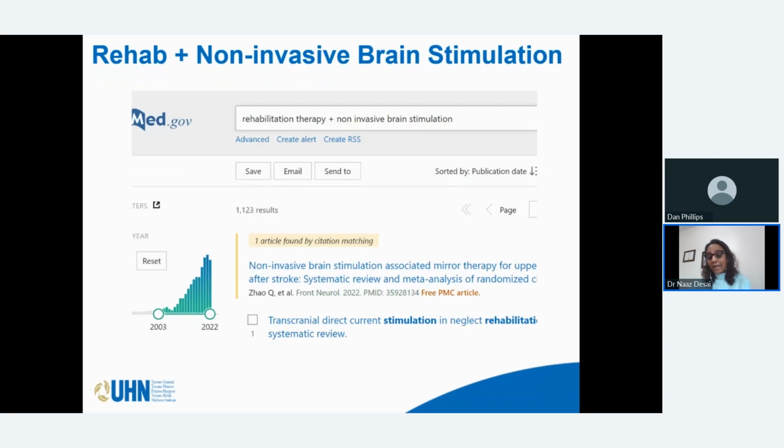In fact, when I tried to look it up, this is an interesting slide for me, because when we put in the search words of rehabilitation therapy with NIBS, as you can see, most of the work in this space has been occurring between the years 2003 and 2022. So really a lot of interest in this space over the last couple decades.